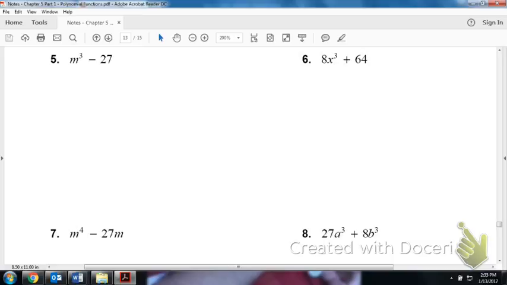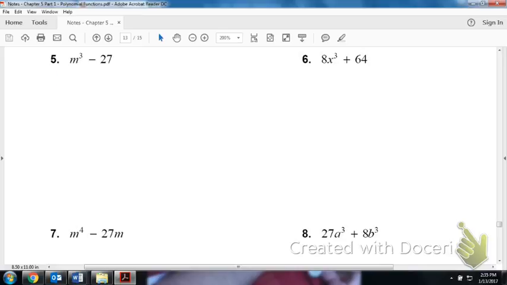So first thing to notice, yes, m cubed. The cube root of m cubed is m. The cube root of 27 is 3. So we have an m and a 3. The other thing to notice is this is a negative. So the first binomial is going to be negative, and that's going to set apart our pattern.